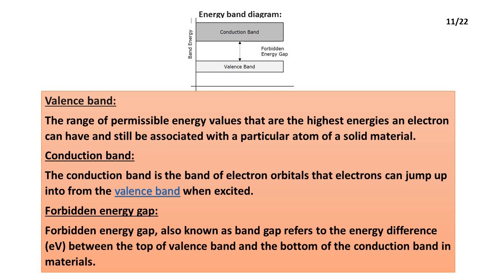Conduction band. The conduction band is the band of electron orbitals that electrons can jump up into from the valence band when excited. Forbidden energy gap, also known as band gap, refers to the energy difference between the top of the valence band and the bottom of the conduction band in materials.